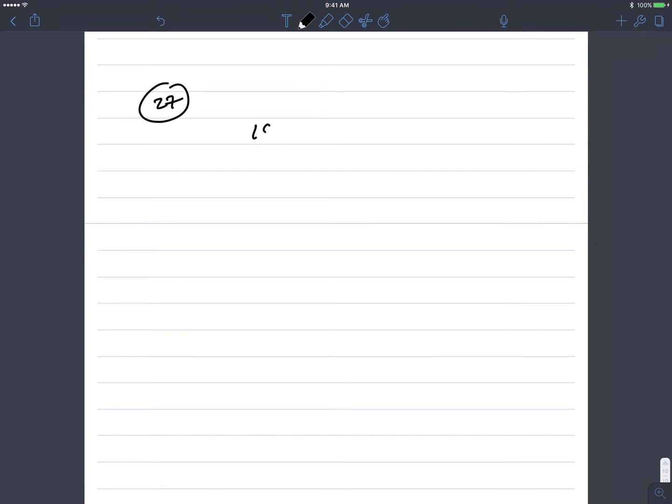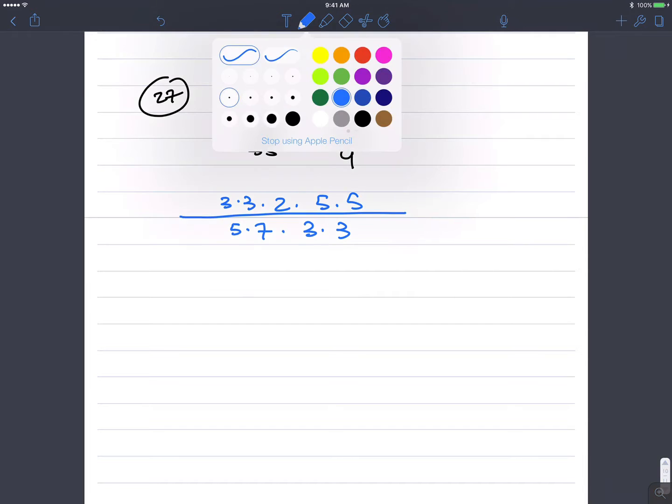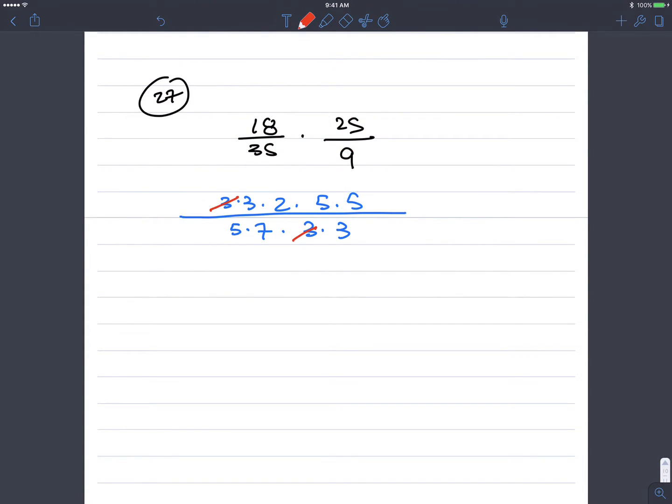(27) 18 over 35 times 25 over 9. So we're going to break down these numbers. 18 is broken down as 9 times 2, and 25 is broken down as 5 times 5. 35 is 5 times 7, and 9 is 3 times 3. Let's use our cancellation property. 5 goes away, and it looks like that's it. Circle what's left. 10 over 7. And we're done.